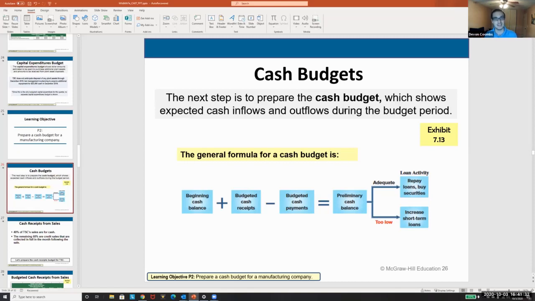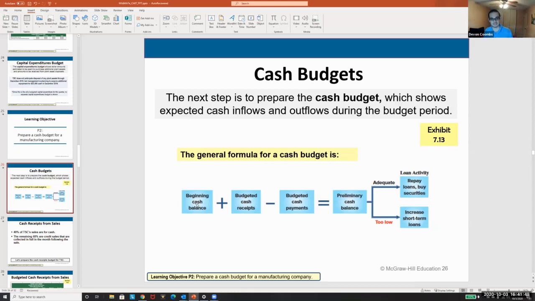Cash budget, if we go back to our GAAP thinking, right, we're putting on our financial accounting hats. What does our statement of cash flow show? Well, we have beginning cash, we have ending cash, and we have what we use the cash for. Cash budget's going to be relatively similar.